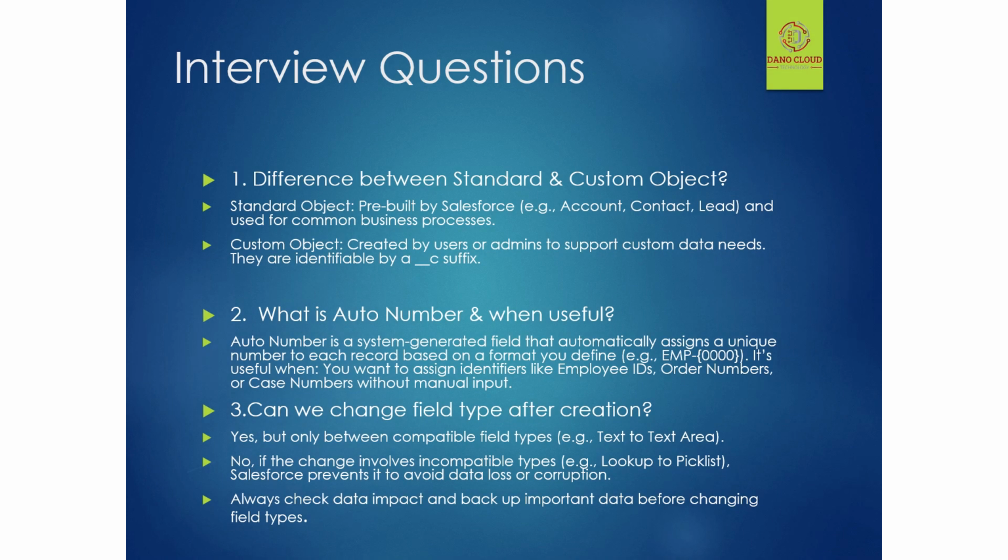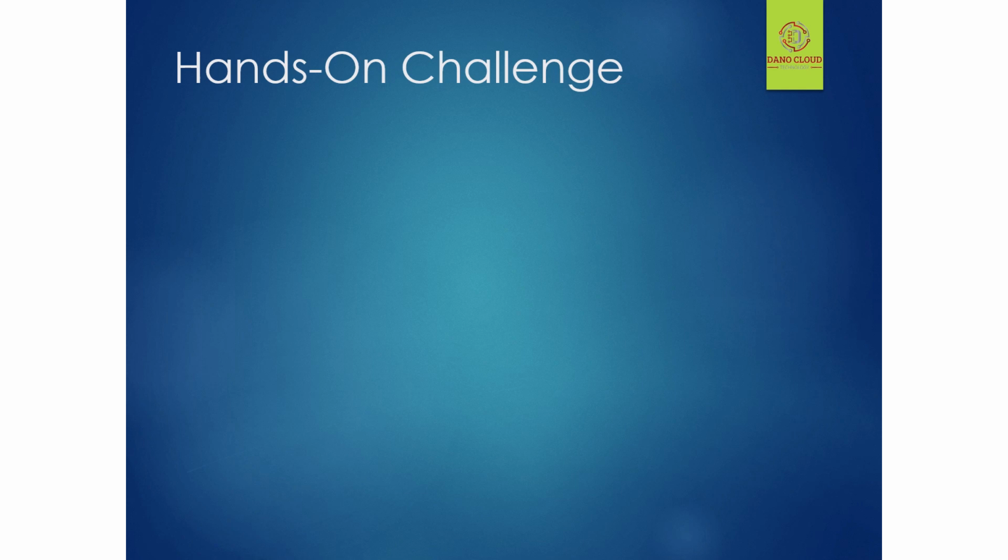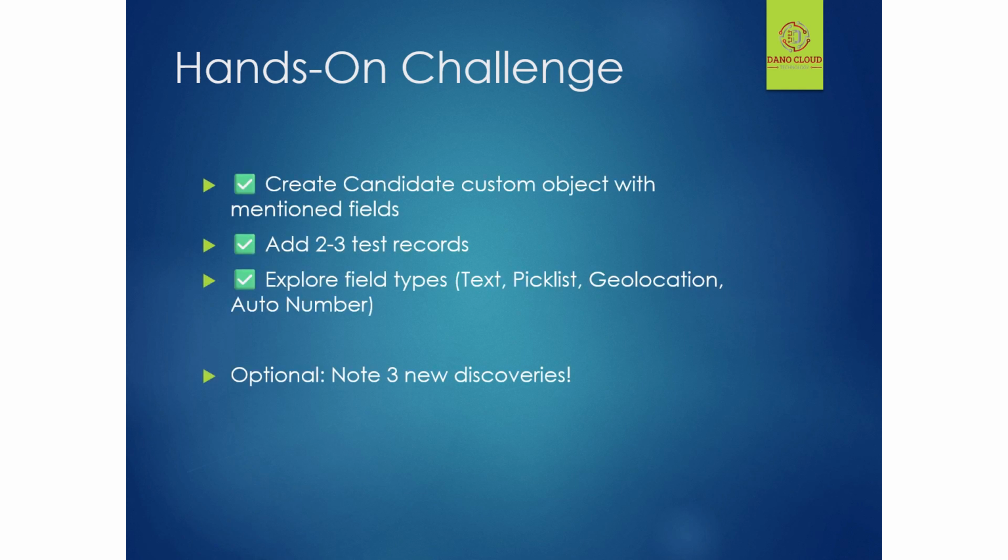So hands-on challenge, time to practice. Create the candidate object with fields like name, email, experience, and status picklist, field type, and sample candidate records. Experiment with field types such as auto numbers and geolocations.